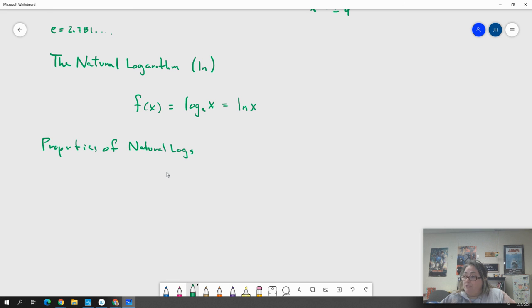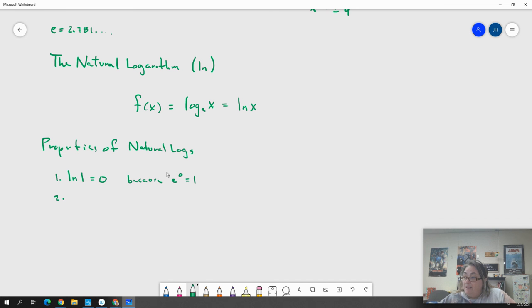So the properties of natural logs. Number one is ln of 1 equals 0. Why? Because e raised to the power of 0 equals 1, just like before. Anytime you see ln, that's like saying log base e. So log base e of 1 equals 0 means e raised to the 0 equals 1, just like with logarithms.